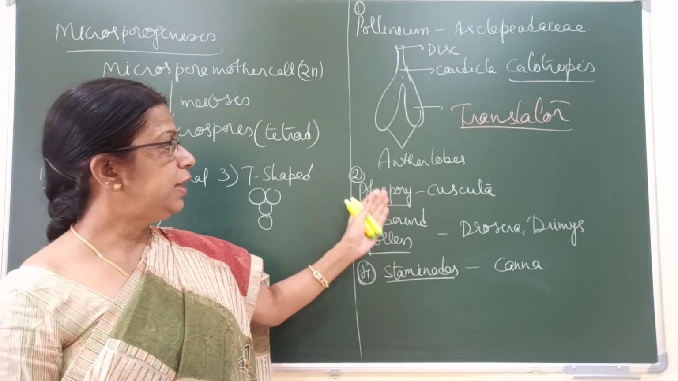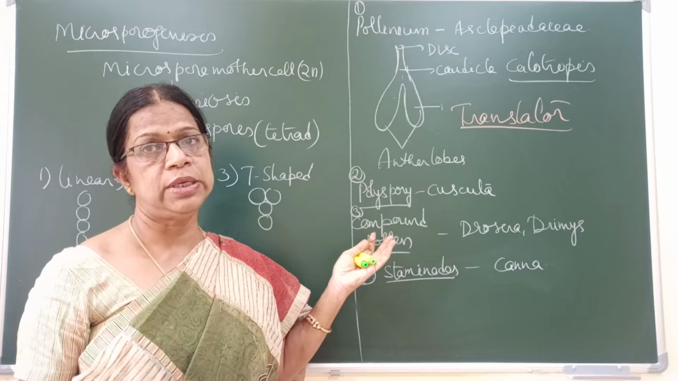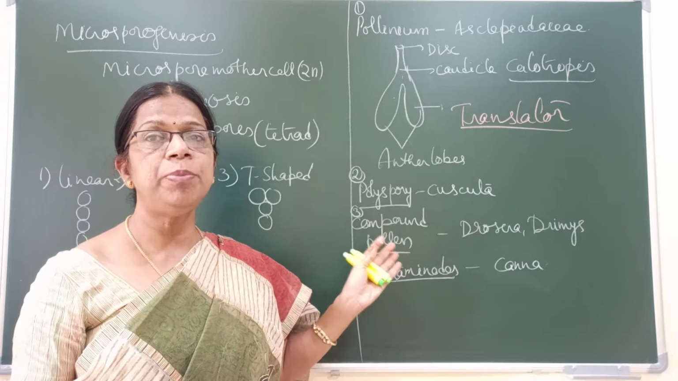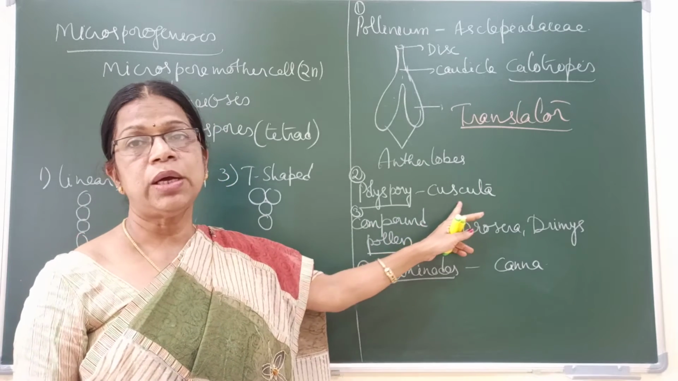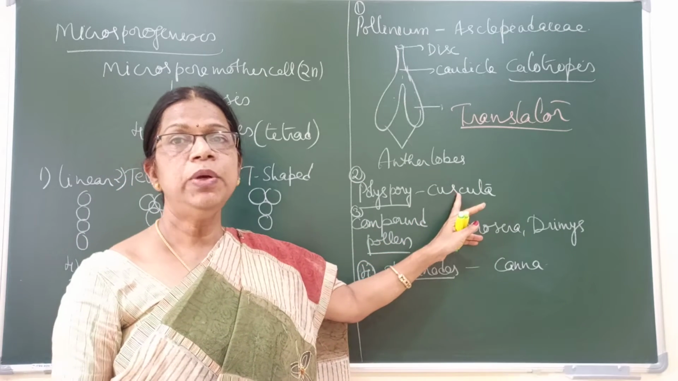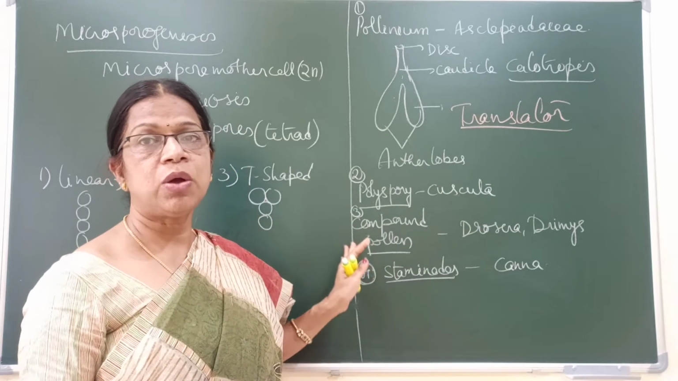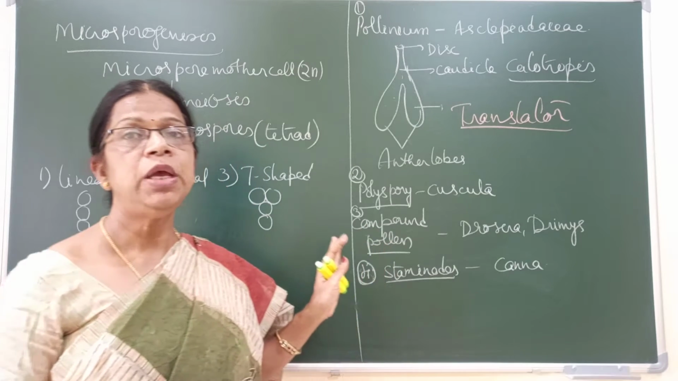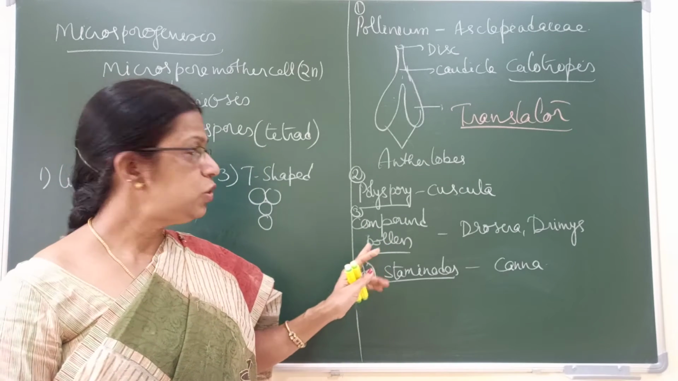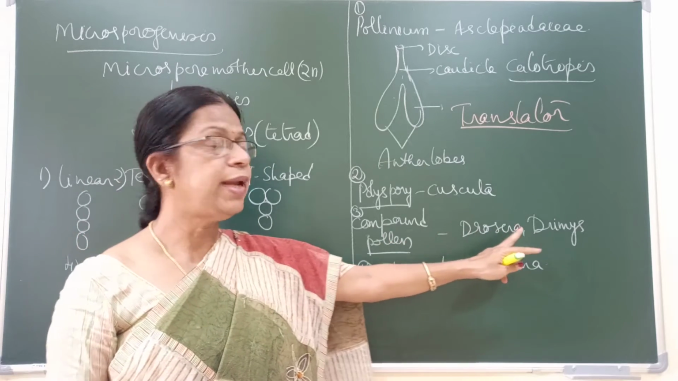Now there is polyspory, which means formation of more than 4 spores. If more than 4 spores are formed, that phenomenon is called polyspory. Example, Cuscuta, a total stem parasite. The next one is compound pollen, another exception. Compound pollen is when all the 4 microspores formed do not get separated. For example, Drosera and Typha.